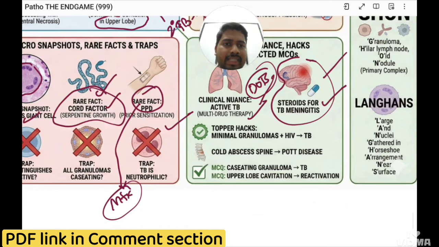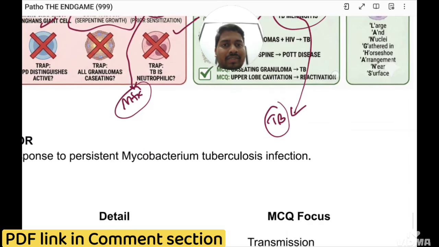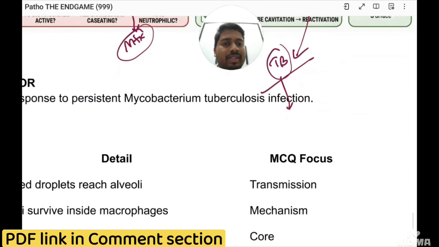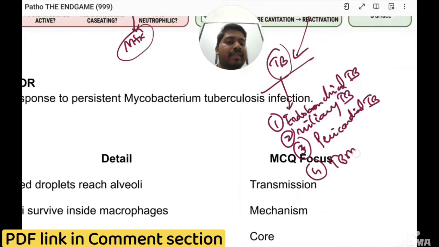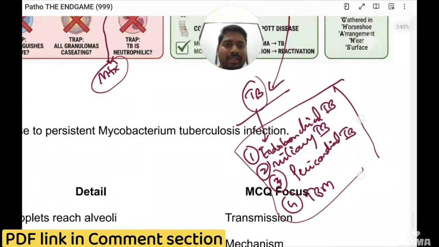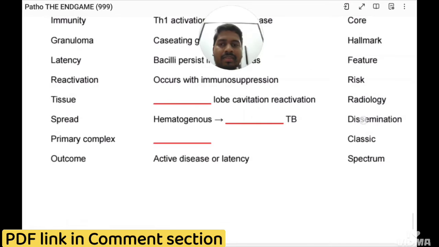There are other indications also for steroids in TB. So in which cases of TB do we use steroids? That is an important question. One is endobronchial TB. If the option says endobronchial TB, or miliary TB, or pericardial TB, these three things you should remember, and the fourth is TB meningitis. These four options you remember. Anything can be asked in the exam. So let's solve the questions.